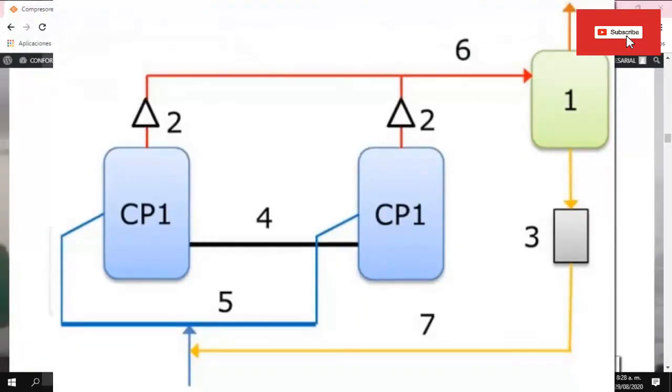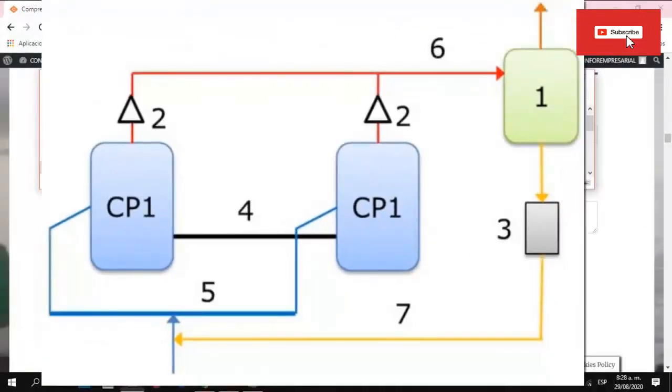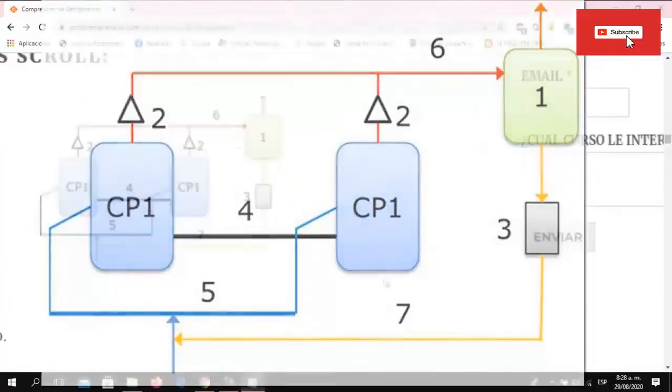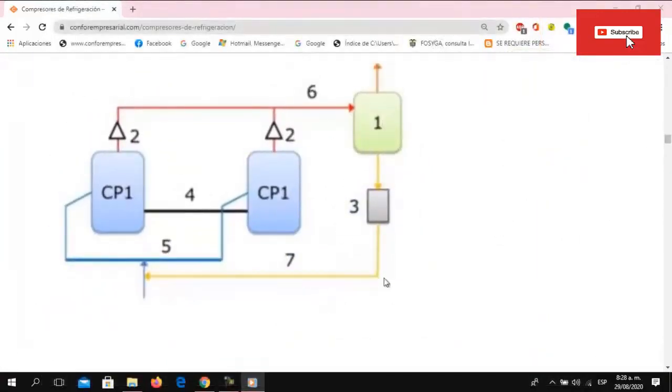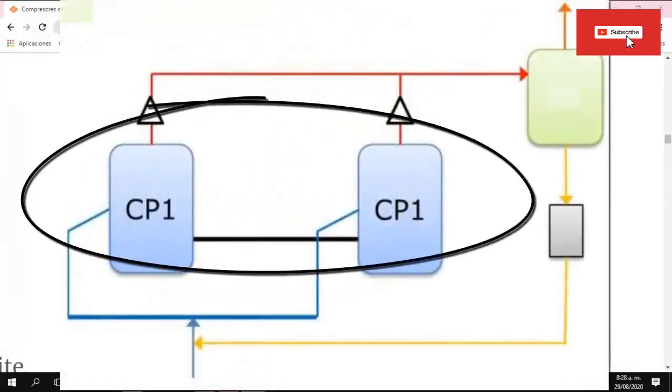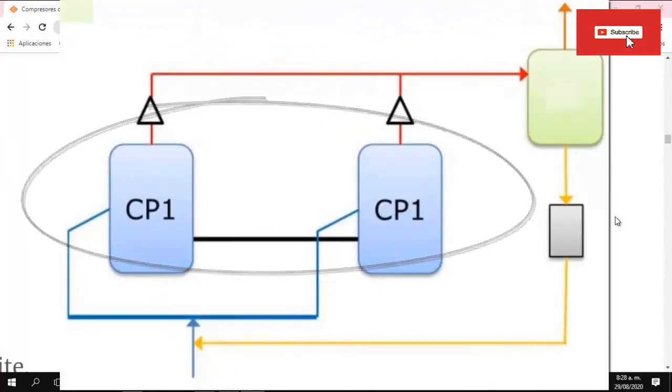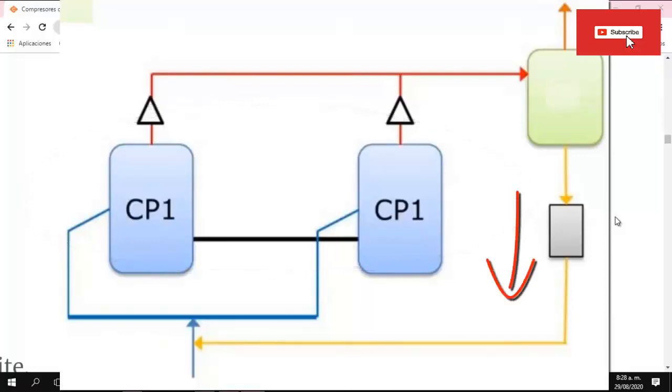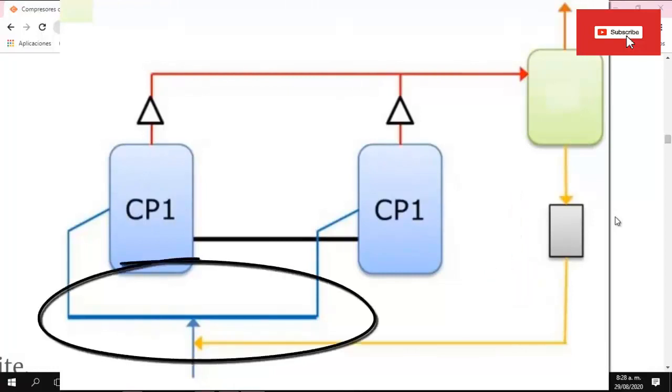1. Oil separator. 2. Non-return valve. 3. Oil filter. 4. Oil equalizer line. 5. Suction line. 6. Discharge line. 7. Oil return line. System characteristics. 1. This solution consists of two compressors that share a common oil separator. 2. The oil that comes out of the separator is fed back into the common lift line of the compressors. 3. It is then fed back to each compressor together with the refrigerant gas.